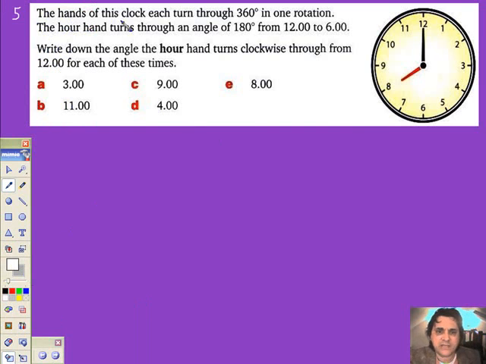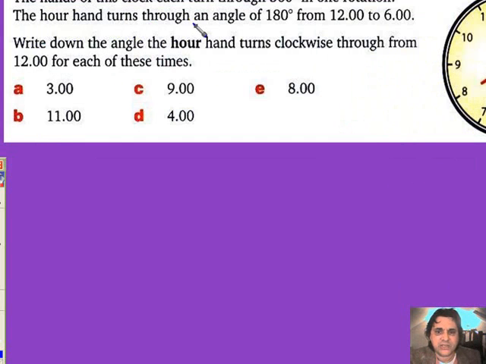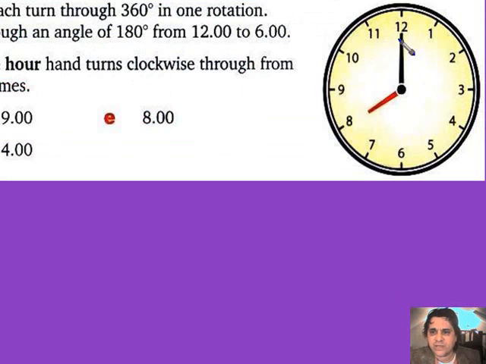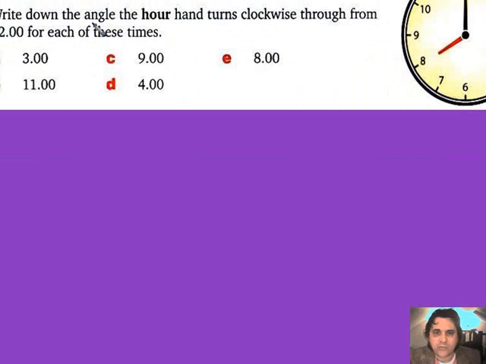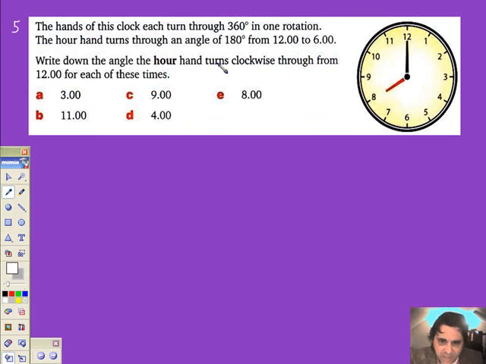It says the hands of this clock each turn through 360 degrees in one rotation. You know that. All the way around there, 360 degrees, a full turn. The hour hand turns through an angle of 180 degrees from 12 o'clock down to 6 o'clock. You know that as well, don't you? Now, write down the angle the hour hand turns clockwise through from 12 o'clock for each of these times. Very complicated English. What that means is from 12 o'clock to 3 o'clock, what's the angle?